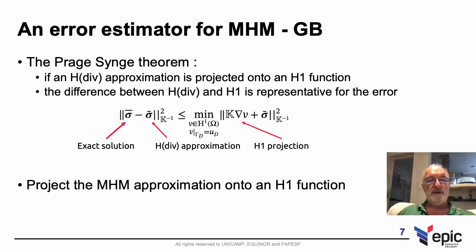In terms of an error estimator, we use the Prager-Synge theorem, which says that if we have an HDiv approximation of a given solution, and we project this HDiv approximation onto an H1 function, the difference between the HDiv approximation and the H1 function is representative as an upper bound, larger than the approximation error of the HDiv approximation. So the whole idea is to project the MHM approximation onto an H1 function.